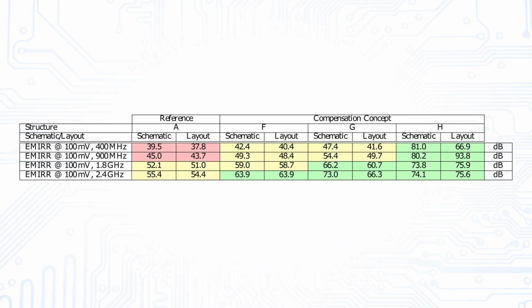Again, structure H using the source buffering concept performs best, whereas structure A performs worst regarding EMI robustness. The results regarding EMIRR show that no clear trend due to the transition from schematic to layout back extracted level can be observed. To give an example, the EMIRR for an amplitude of 100 mV at the frequency of 2.4 GHz is much better at the schematic level compared to the layout back extracted level at structure G, but structure H shows exactly the opposite behavior.